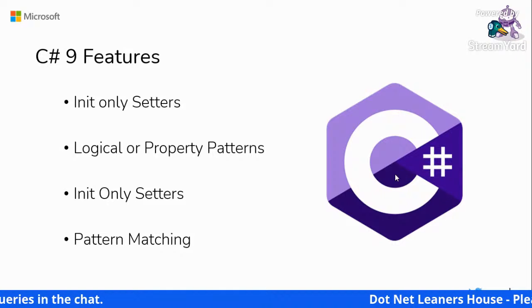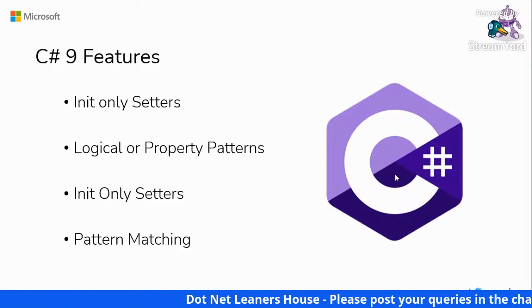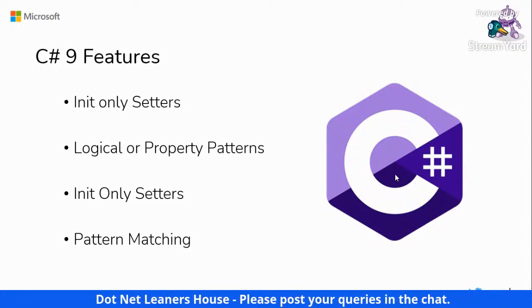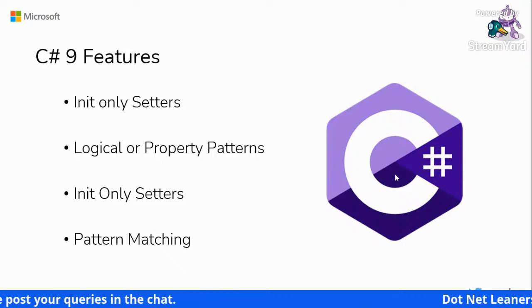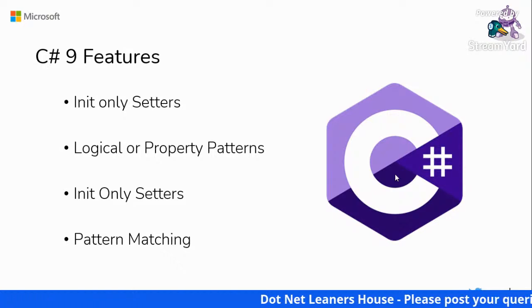Sorry for that. The first point is init only setters. Second point is logical or property patterns. Third point is records. Fourth point is pattern matching. So these are the four things we are going to see today. We'll see what these are, and how they are being improved in C Sharp 9.